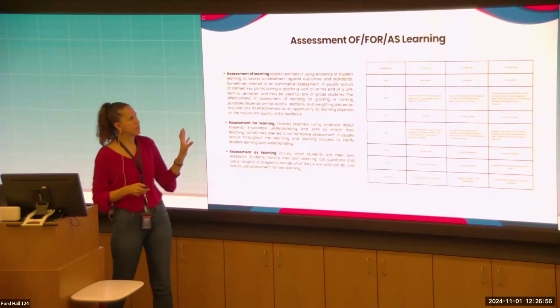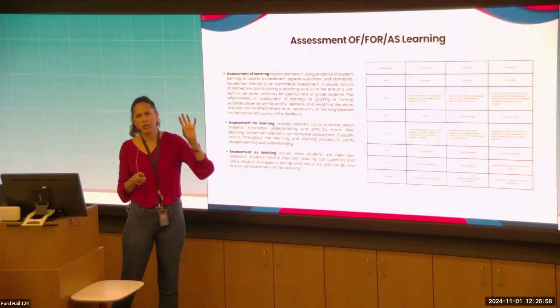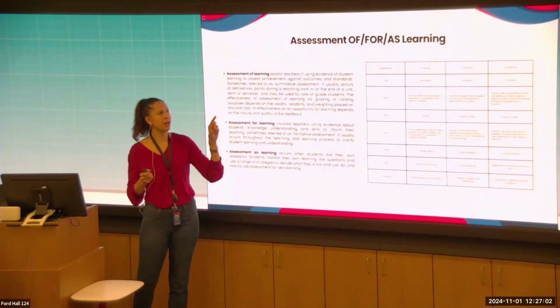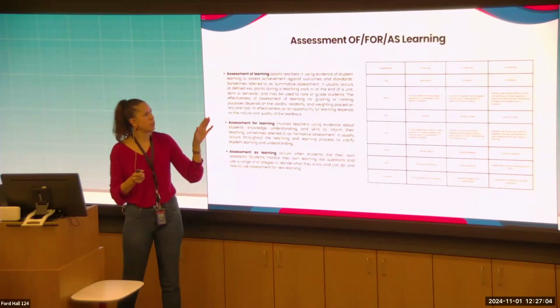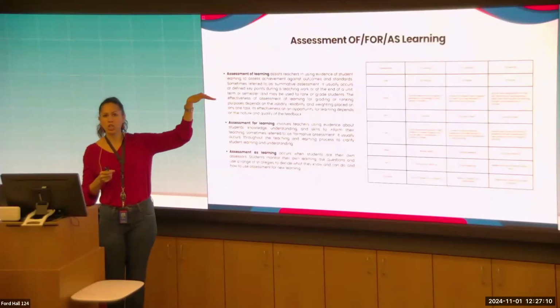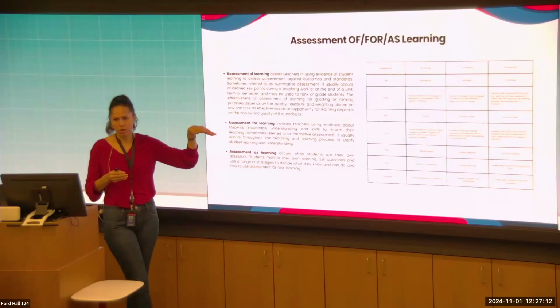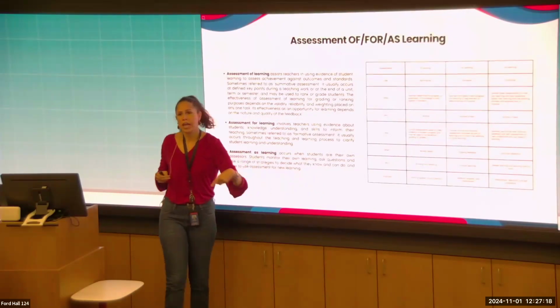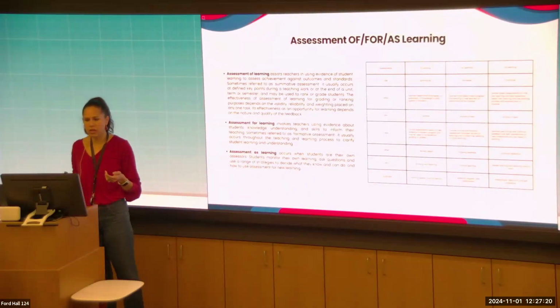The other thing is there's this understanding that you can have assessment of, for, and as learning. Assessment of learning is that you want to see if the students are achieving things against the outcome, right? Usually those are the summative assessments if you look at the table. And you're seeing if the student is meeting those overall objectives.